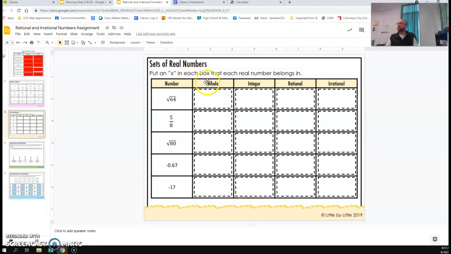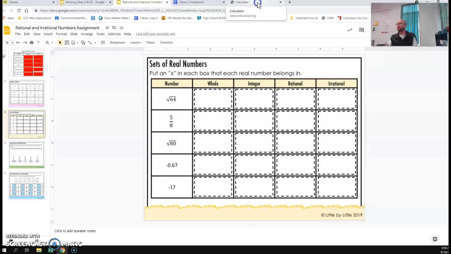Anyway, moving back on. So here's what you want to do. The first thing you want to do is figure out if a number is rational or irrational. And then if it's irrational, you're not going to want to put any more x's in any other box. If it's an irrational number, it cannot be rational or an integer or a whole number. It's a separate family. If it's rational, then you have to figure out if it's an integer or a whole number. So let's take a look at the square root of 64.